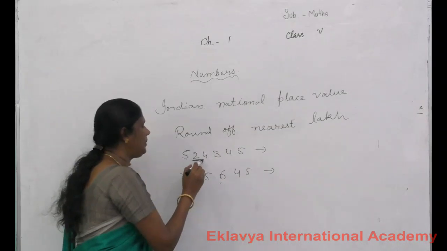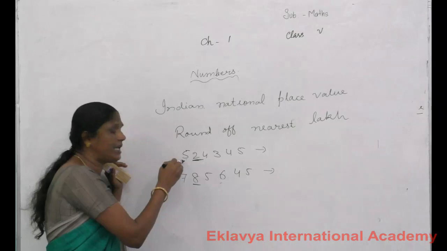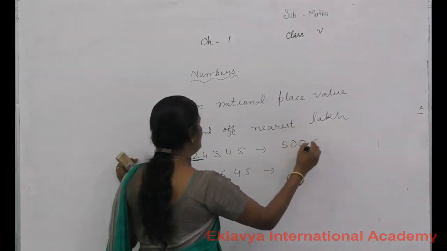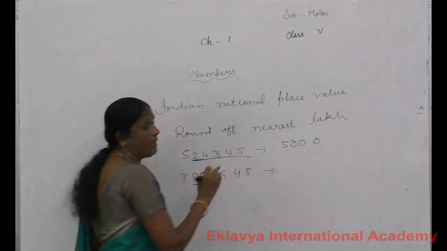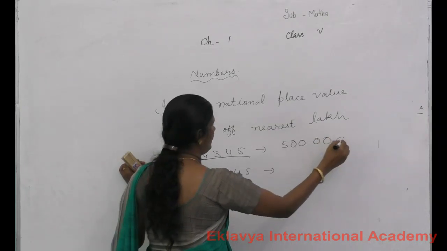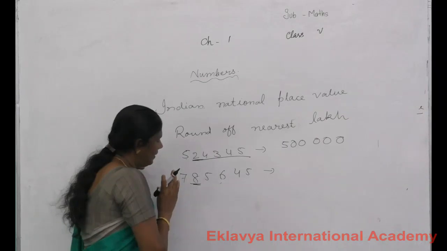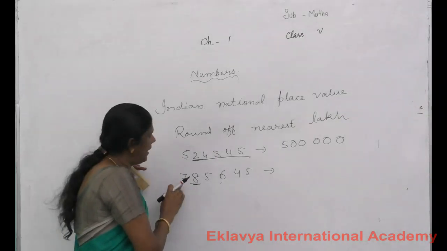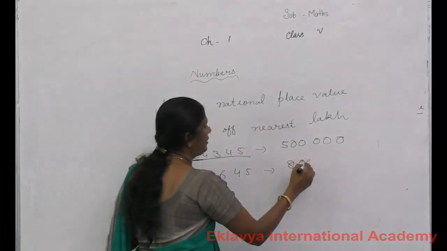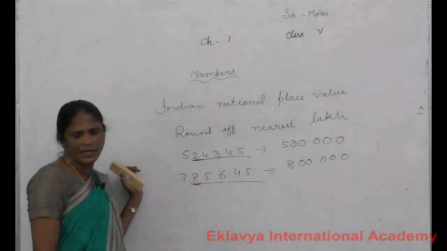Here, which digit comes? 2 comes in the 10,000 place. There is no change in the lakh place. 5, 0, 0, 0. The remaining numbers go to zeros. Here 8 comes in the 10,000 place. Then there is a change in the lakh place. 8 lakh. Understand this?